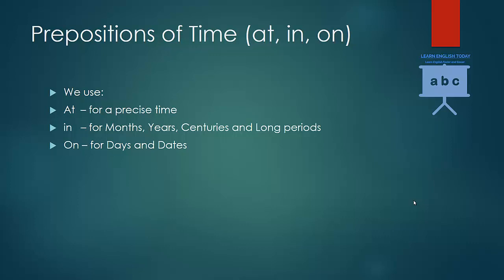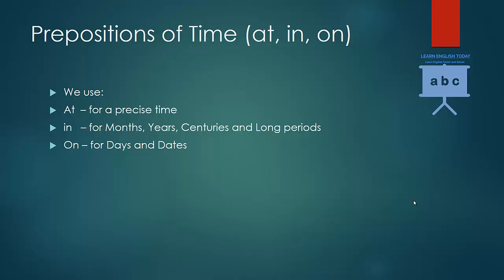We use at for a precise time. Precise means specific. So we can use at for times that are specific and clear. For unclear times, we cannot use at. The next preposition is in. It is used for months, years, centuries, and long periods. And the last one is on. On is used for days and dates. Remember that these three have their special usage.